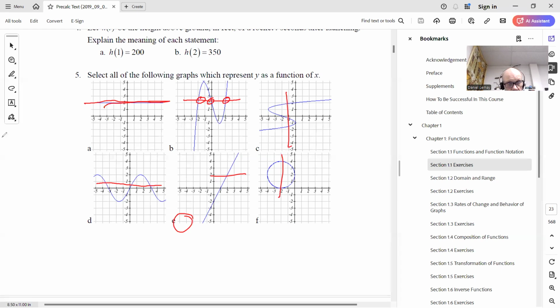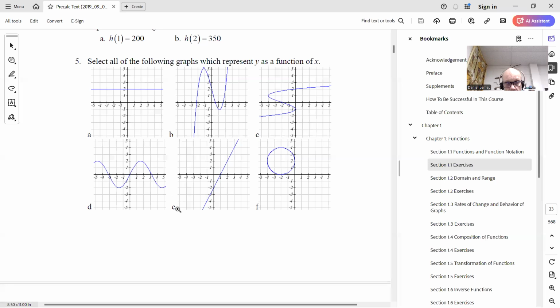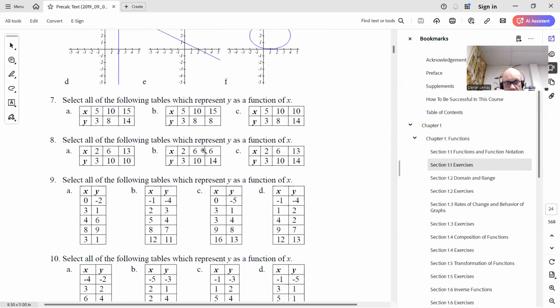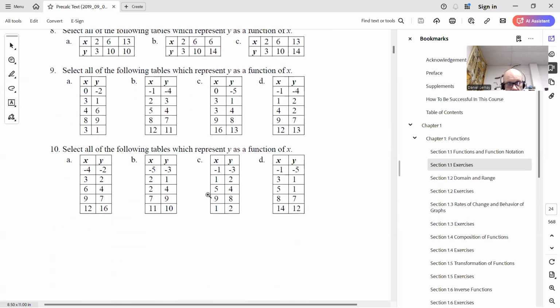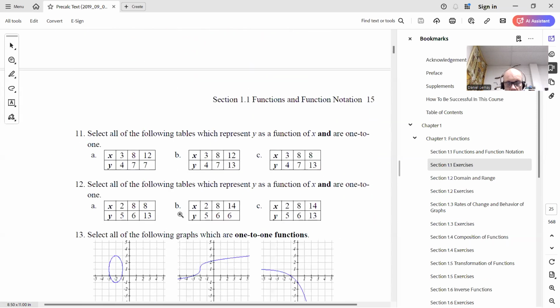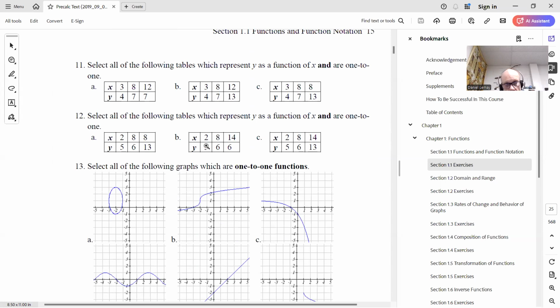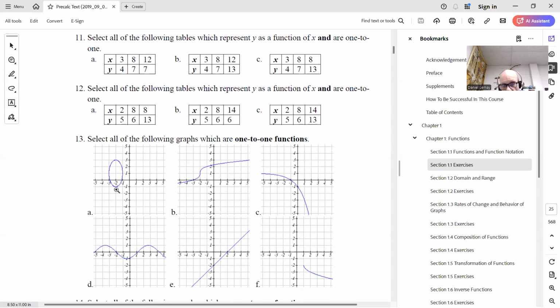Let me delete all this, and then let's scroll down. Let's find 1-to-1. There were some more functions. Here are some table values, right? And then they get us to 1-to-1. So here, see how the y is repeating? It's a function, but it's not 1-to-1. This is just not a function because the x's are repeating. Not a function.